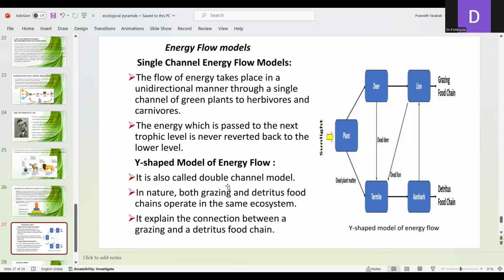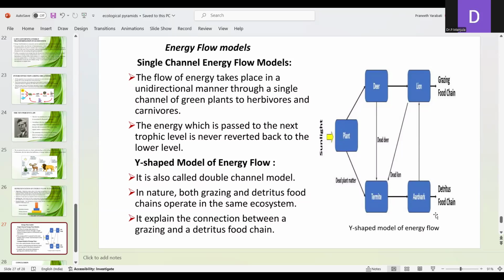The Y-shaped model is also called the double channel model. Here, in nature, both grazing and detritus food chains operate in the same ecosystem. It explains the connection between the grazing and detritus food chains. This is the detritus food chain, from dead plant matter to plants. It takes place in two ways. Here the dead lion, the dead deer. In the first direction, the energy goes from plant to deer, deer to lion. At each stage, when an organism dies, it is acted on by decomposers, and the energy is again released to the plants. So here, the dead plant matter.